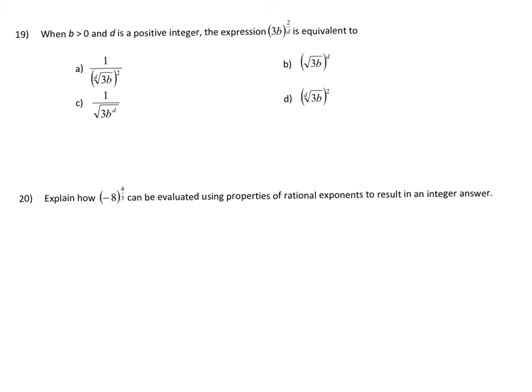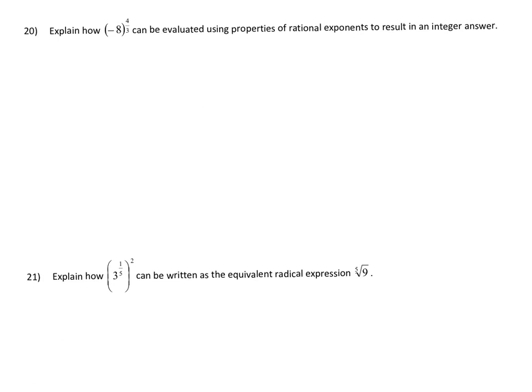Sorry, one other thing I wanted to say before you get started. Number 20 says to explain. When it says explain, it means you actually have to explain in words. Okay, if it says justify your answer, that's when you could show work. But number 20 says to explain, and number 21 also says to explain. So you have to explain in words whatever they're asking you to show there.